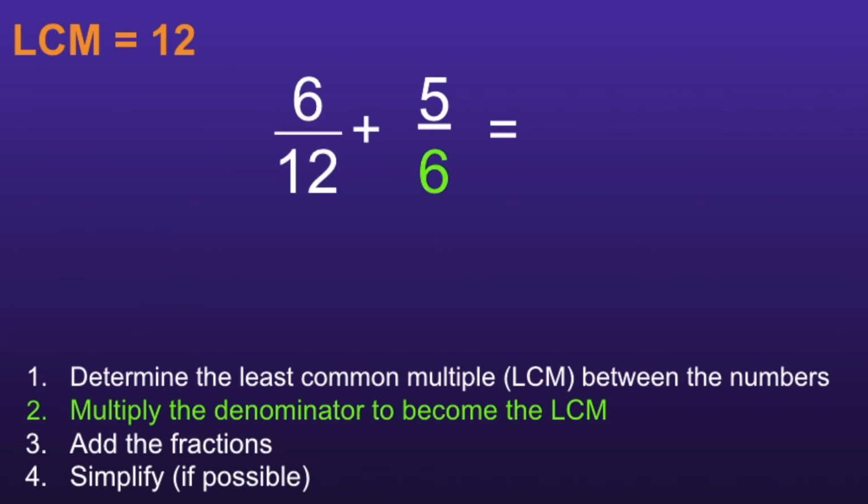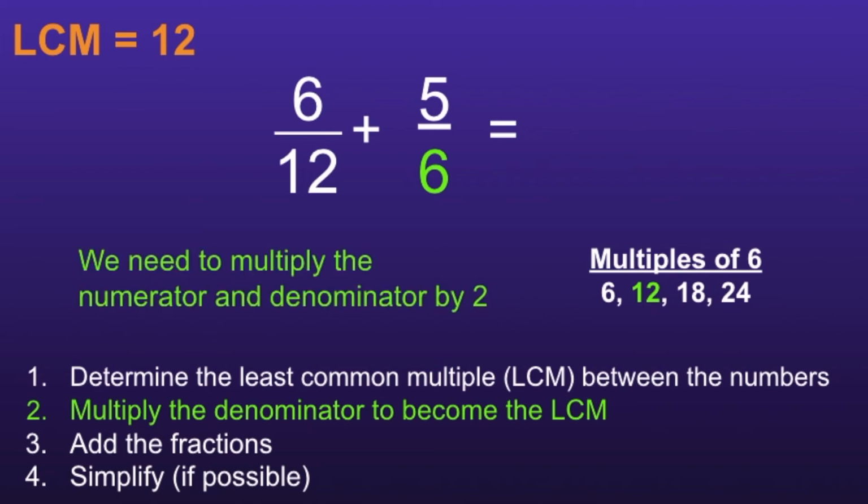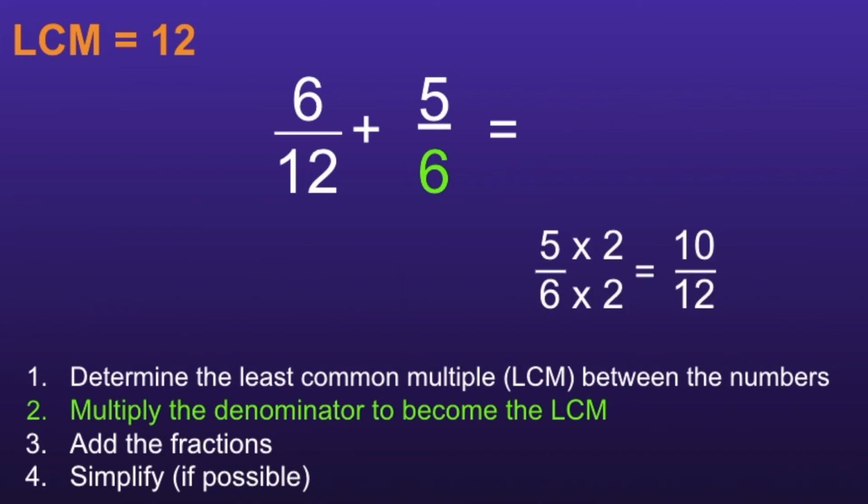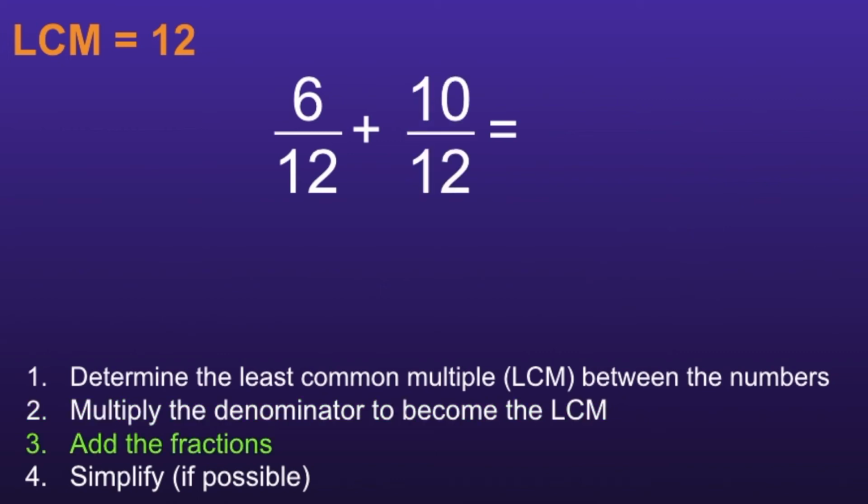Now on to that second fraction, 5/6. If we pull up our multiples, we can see that 12 is the second multiple of 6. This lets us know that we will have to multiply the numerator and denominator by 2. When we do that, we are left with the fraction 10/12. And since 5/6 is equal to 10/12, we can change the original fraction of 5/6 into 10/12. And since both of our denominators are 12, this will move us on to step 3.